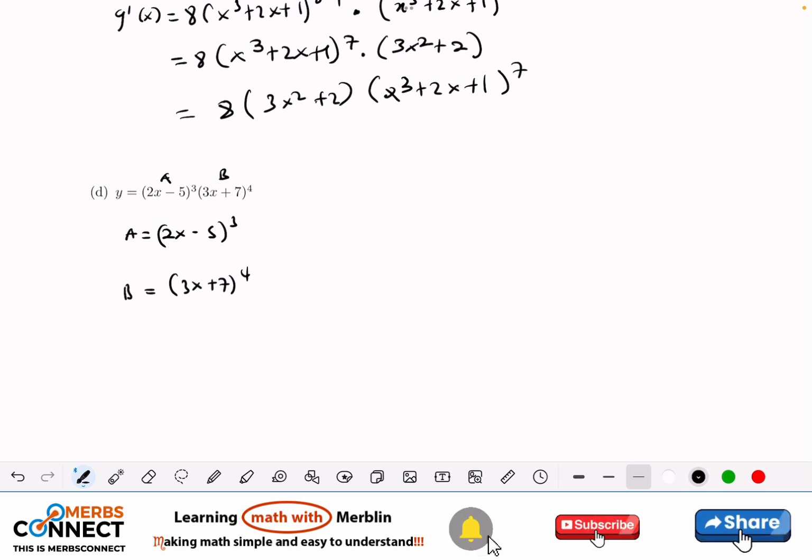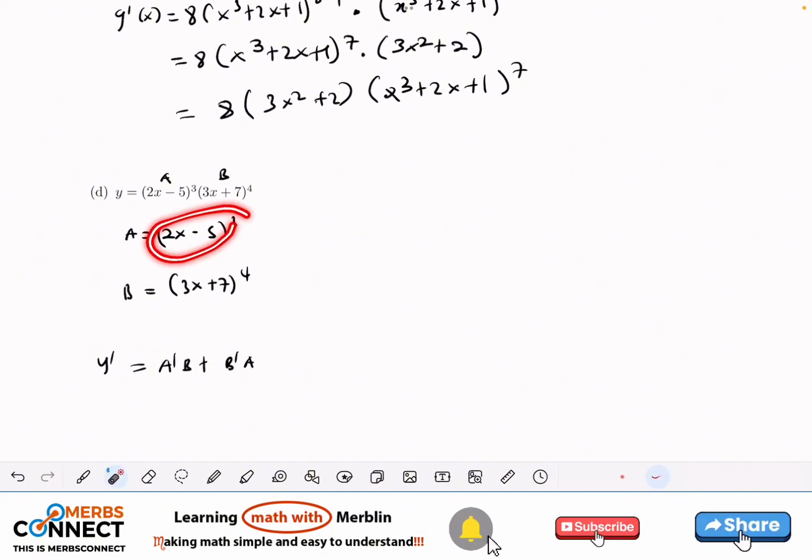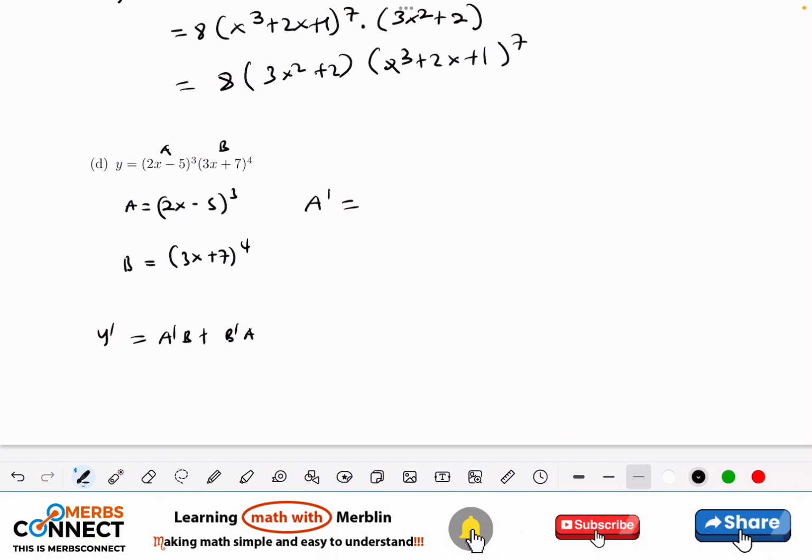Then what is the product rule? The product rule says that if I want to differentiate a function, y prime, then it should be A prime B plus B prime A, right? So it means that I need to differentiate this and also differentiate that. When I want to differentiate A, that is when I need to use the chain rule. So first I saw that I need to use the product rule. When I got my A and B, I saw that I need A prime and B prime. But to get my A prime, I need to use the chain rule. So let's use the chain rule.